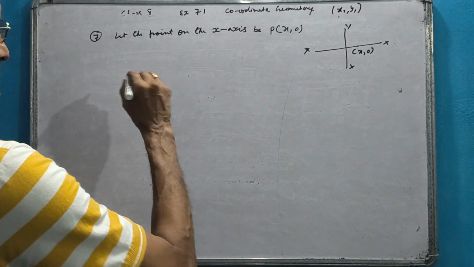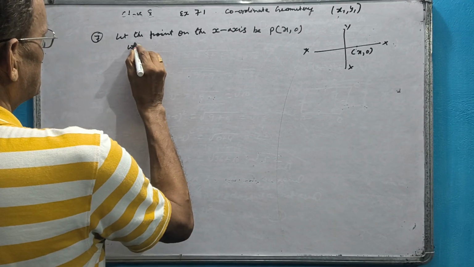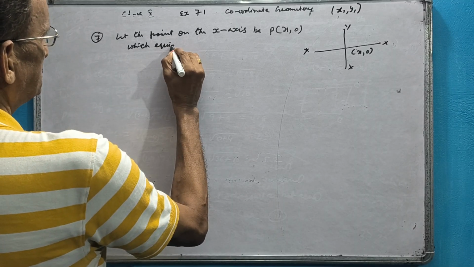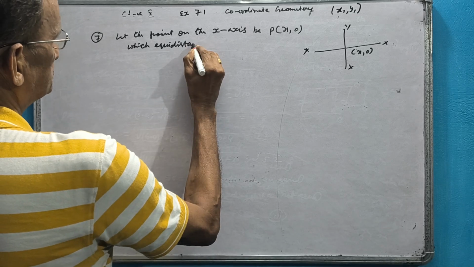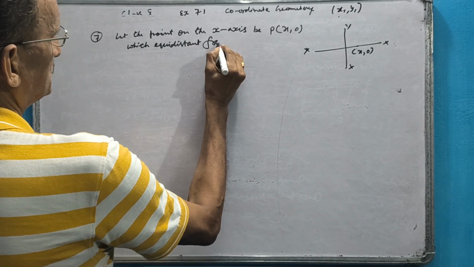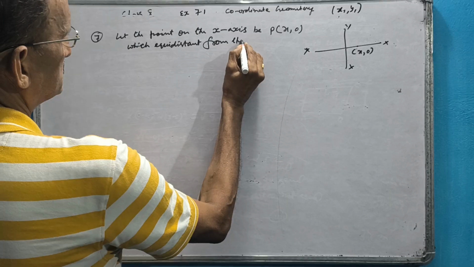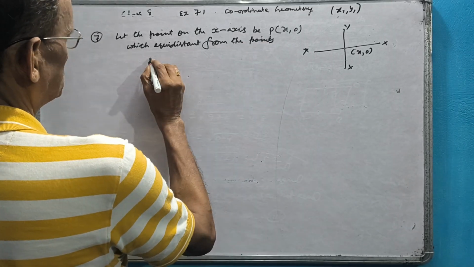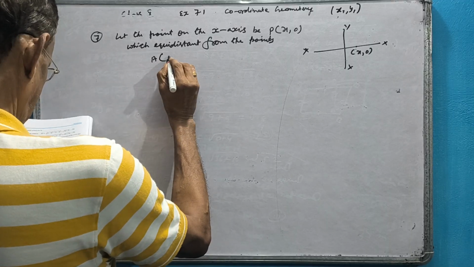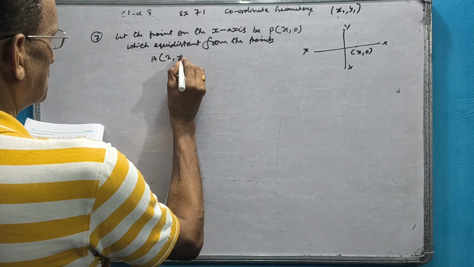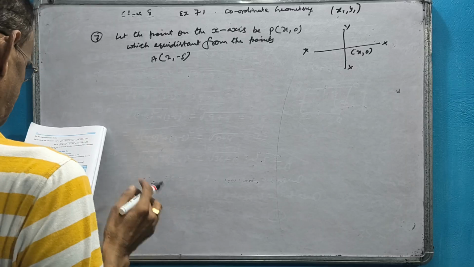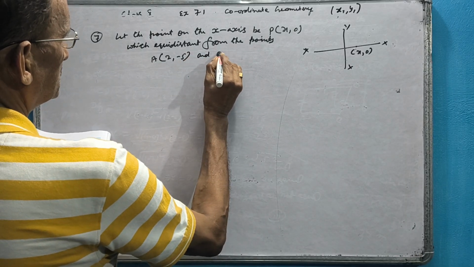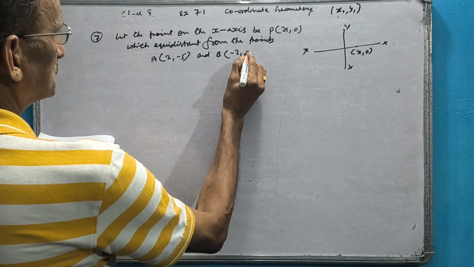What is given? This point is equidistant from the two given points. You can name it A. What is the point? (2, minus 5). And what is the second point? B (minus 2, 9).